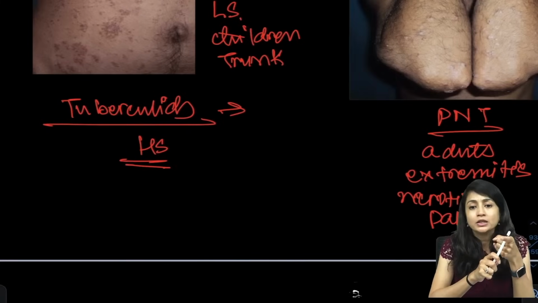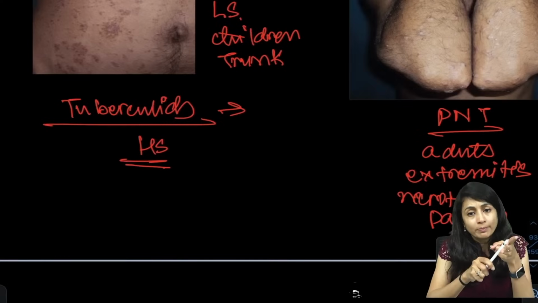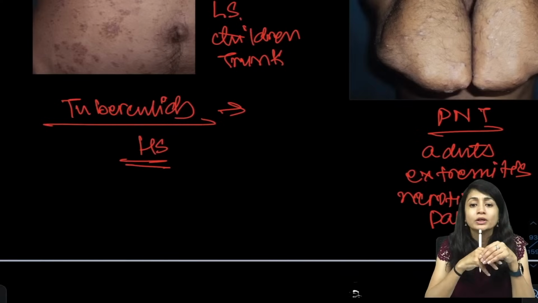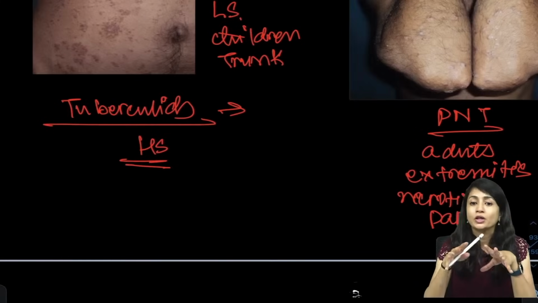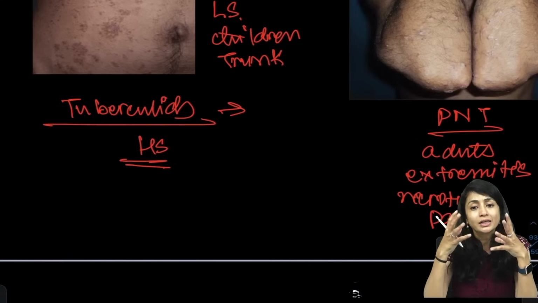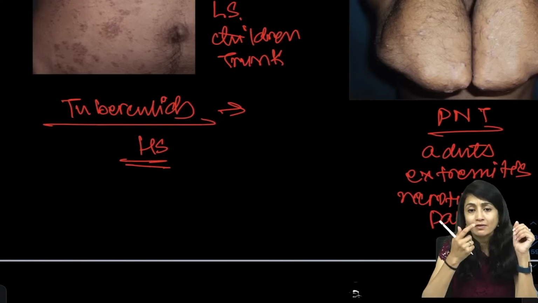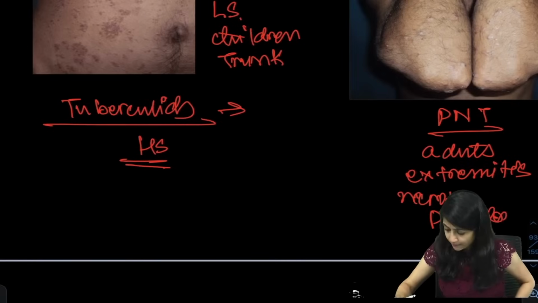When you give ATT the patient will improve. If you do a biopsy, you see epithelioid cell granulomas or tubercular granulomas. However, if you try to culture the bacilli from here, you would not be able to culture the bacilli because it is not an exact infection, it is a hypersensitivity reaction which is developing. But the treatment remains the same, you give ATT to the patient.